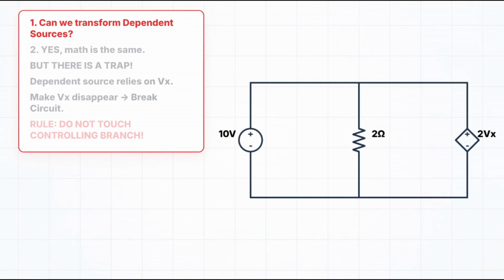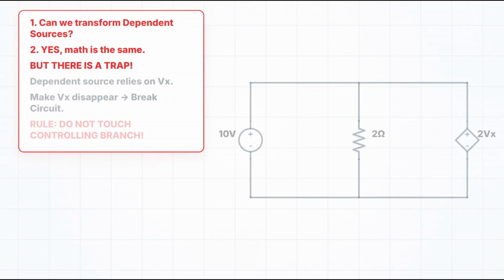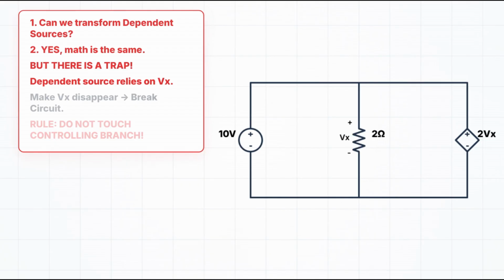What about diamond sources, dependent sources? Can we transform them? The answer is yes. The math is exactly the same. V equals I times R. But there is a trap. A dependent source relies on a controlling variable somewhere else in the circuit, usually called Vx or Ix. Imagine Vx is the voltage across a specific 2-ohm resistor in the middle of the circuit.